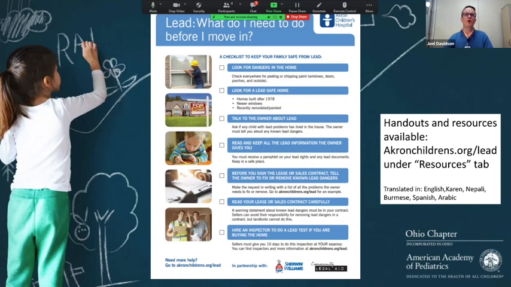What do I need to do before I move to a place? We'd love to have families understand, when they move into a new place, what questions they can ask, either if they're renting or if they're buying. I'm not going to go through all of the details within this checklist, but it's basically think about how old it is. Think about how old the windows are. Talk to the owner about lead. Do you know that there's lead that has been in this house before?